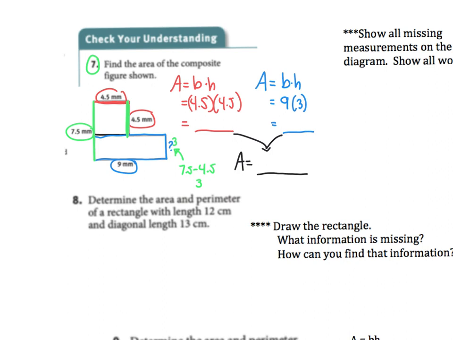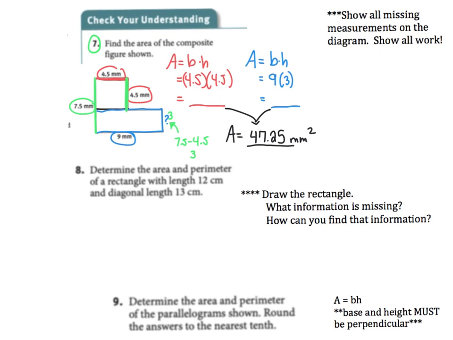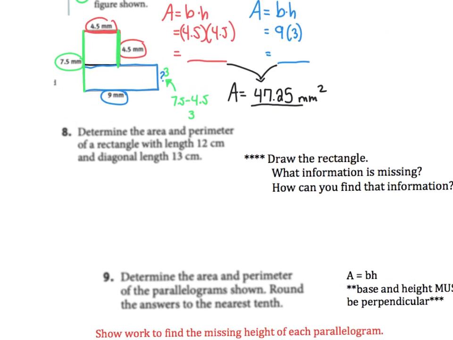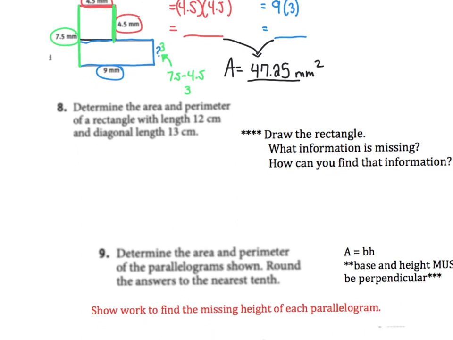Okay. If you have gotten an area of 47.25 millimeters squared, you are correct on finding the area. Now we want to determine the area and perimeter of a rectangle with a length of 12 centimeters and a diagonal length of 13 centimeters. Again, when you don't have a picture in front of you, draw the picture. So I'm going to start with just drawing a rectangle.